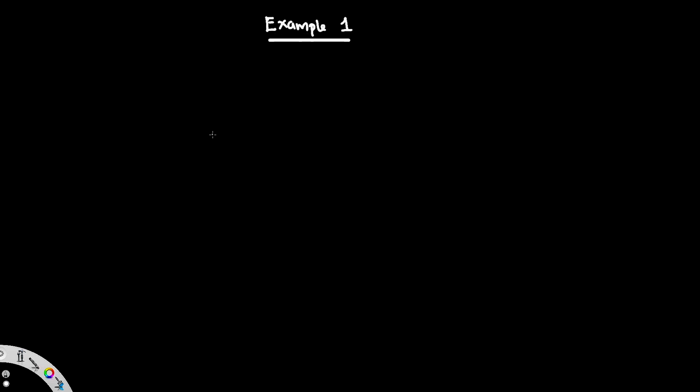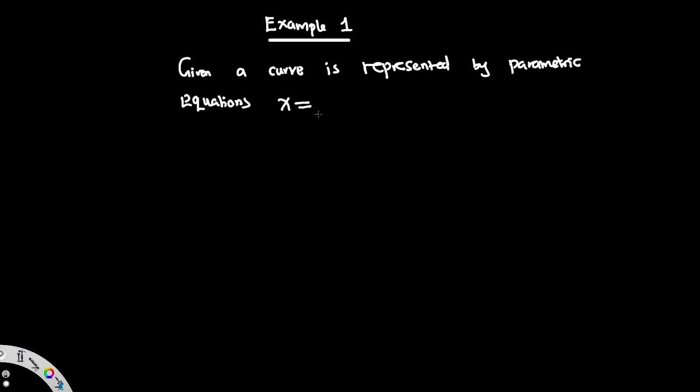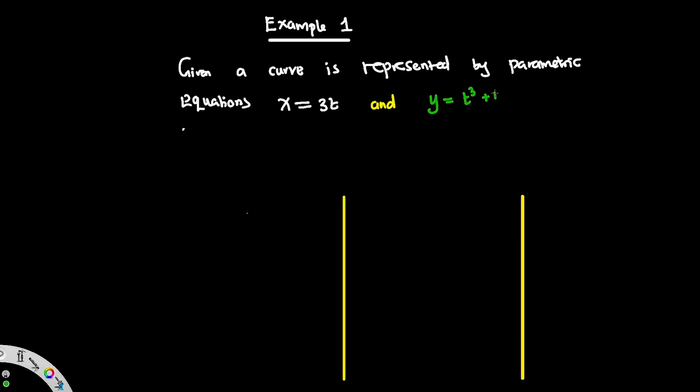We are told that a curve is represented by parametric equations, x equals 3t and y equals t cubed plus 4t squared minus 3t. Now, in order to get dy/dt, we are going to differentiate the equation y equals t cubed plus 4t squared minus 3t, which means that we are going to take the power down and reduce the power by 1. I believe that's basic differentiation that you can do.